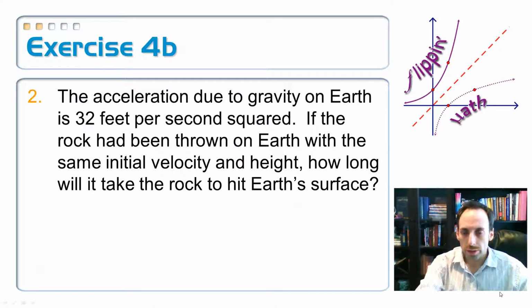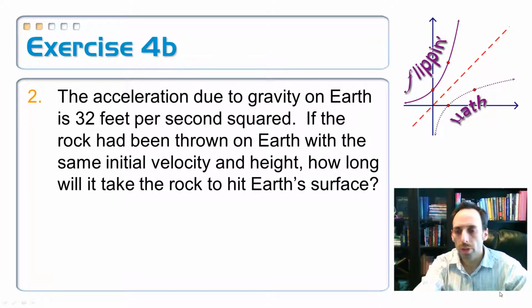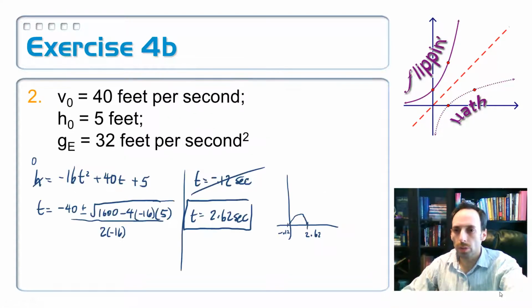Alright, so you're back. Trying to figure out how long that rock's going to take to hit the ground back here on Earth. All the variables were the same, all the parameters were the same except for the acceleration due to gravity. Now it's 32. So whenever I put that 32 into the equation, it becomes 16. So my equation is h equals negative 16t squared, the reason why is because it's that g over 2. Alright, negative g over 2, plus 40t plus 5.